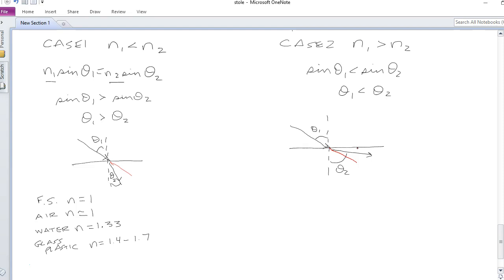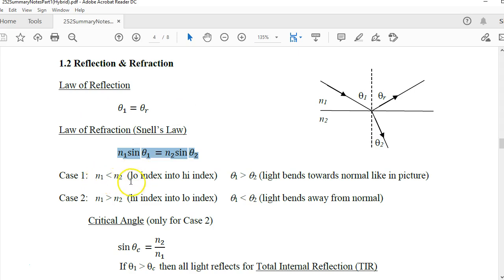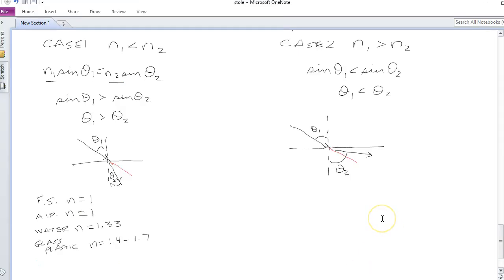So this might be light in water entering air, or light traveling in a piece of glass entering air. Okay? So again, I would just remember these cases: low index into high index, light bends toward the normal, like in the picture. High index into low index, light bends away from the normal. Now, let's look at case 2 in some more detail, because something really cool can happen.